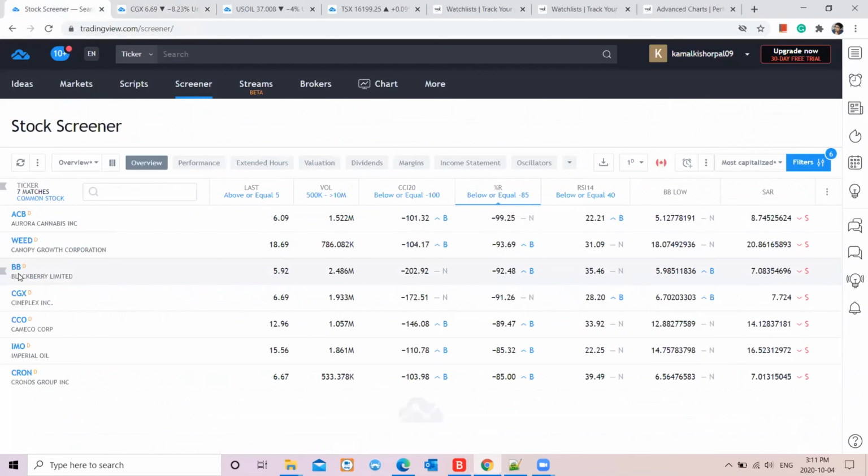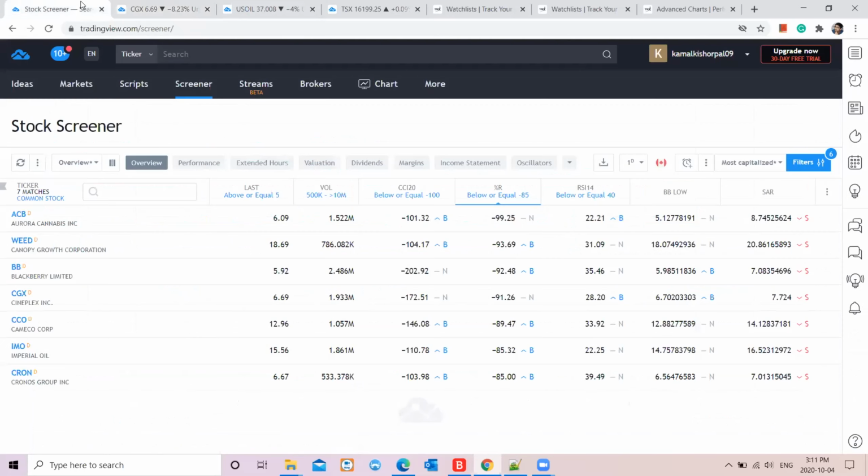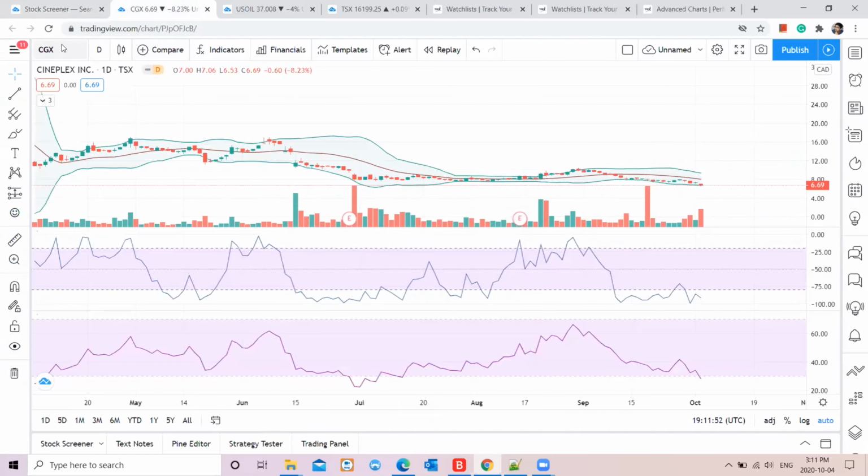So we discussed BlackBerry already. We covered CGX. Do we want to look at ACV? Not Adit, oil. We have already discussed Imperial Oil. This would follow the same as what we said about the energy stocks. Cameo? Cameo, CCO. Okay.